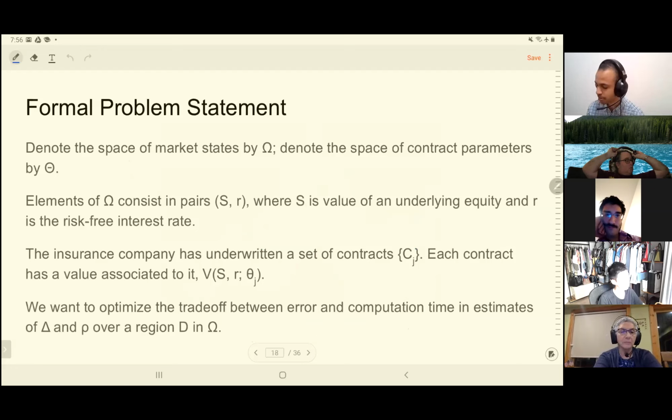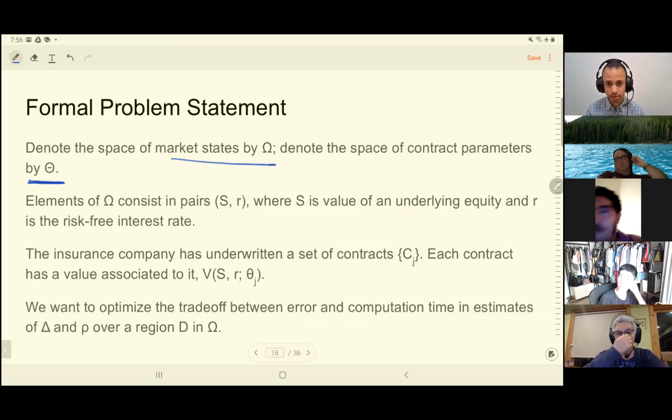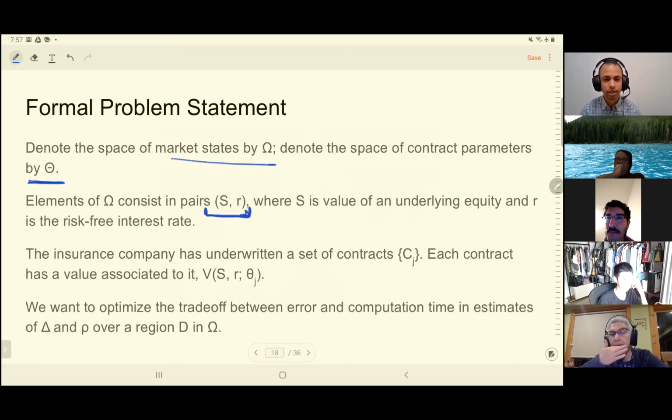This is the way that we came to understand it. So let's say that you have market states omega and contract parameters theta. So theta entirely describes your contract and omega entirely describes your market. For the case of this project, we were just interested in S and R, which are again the value of the underlying security and the risk-free interest rate.